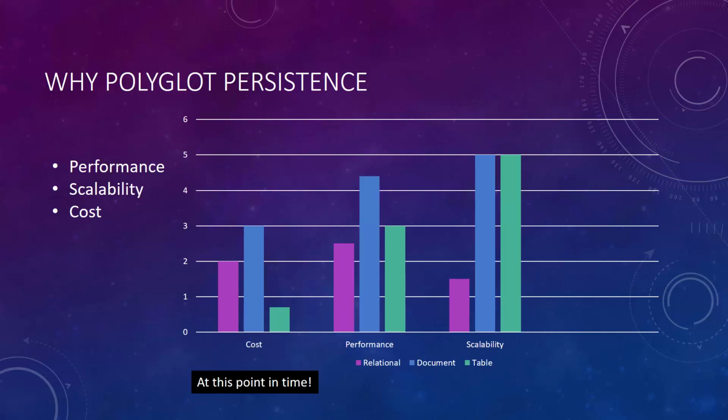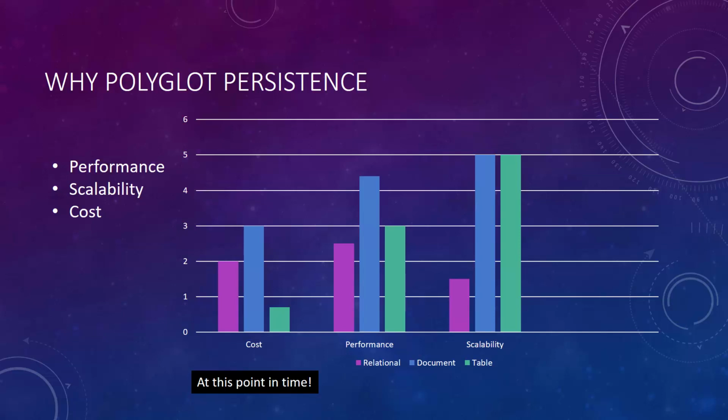Now, with that said, I've come up with this chart, if you will, and I just want to mention that this is not something super scientific, but it is scientific enough that it is based on my personal research and observations. I'm comparing 3 database types: relational, document, and table, on 3 different categories: cost, performance, and scalability.